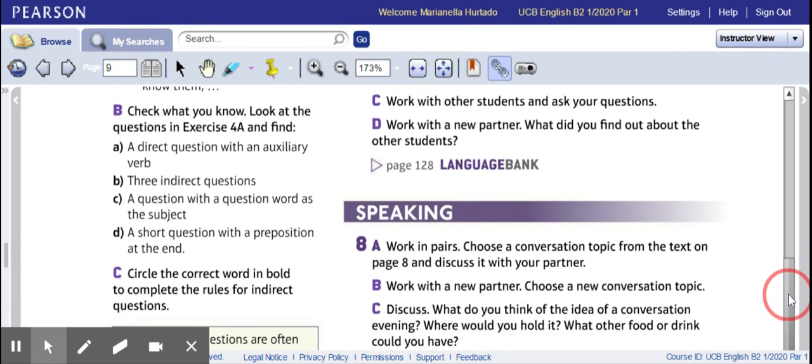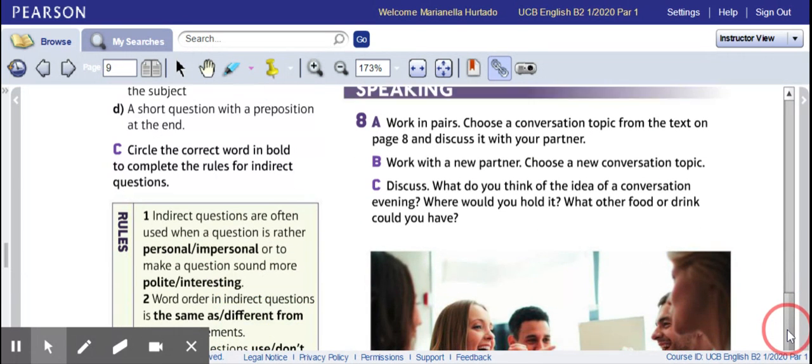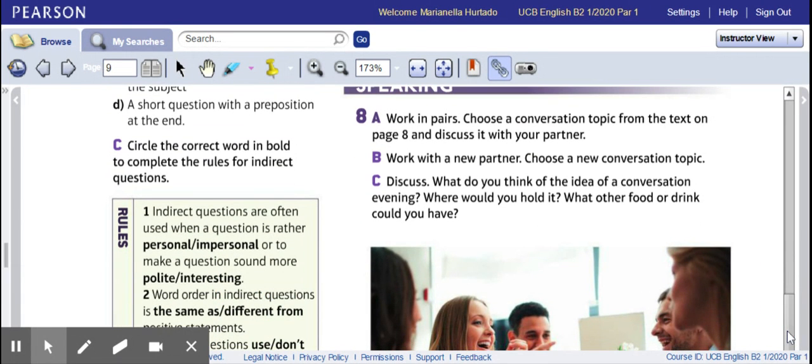Now, if you take a look at number 8, we're not going to do this just because it says we have to work in pairs, we have to find a partner, and we have to discuss this. But we will get to this as soon as we get back to class.